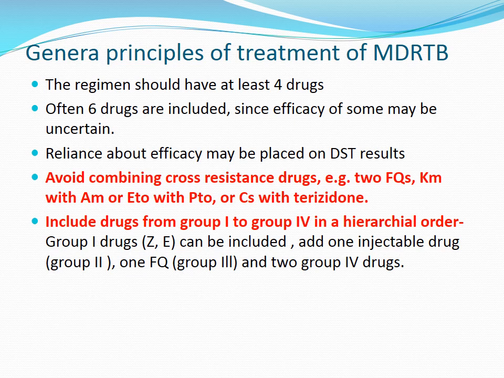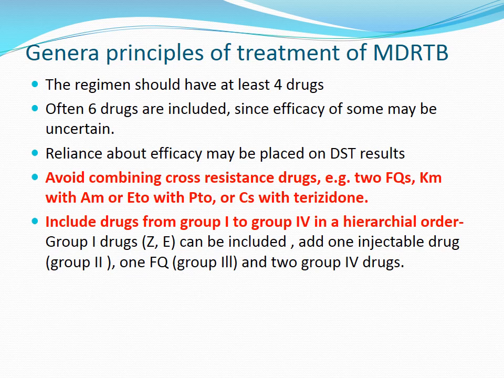Then ethionamide, ETO, our second line oral drug, with PTO meaning prothionamide. So both should not be given in the same patient, either ethionamide or prothionamide. And last is cycloserine with terizidone. So only one drug is given, either cycloserine or terizidone, as there are chances of cross resistance between these two drugs. Now how to actually include the drugs in intensive phase?